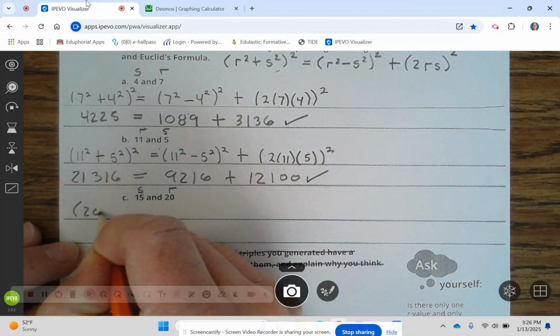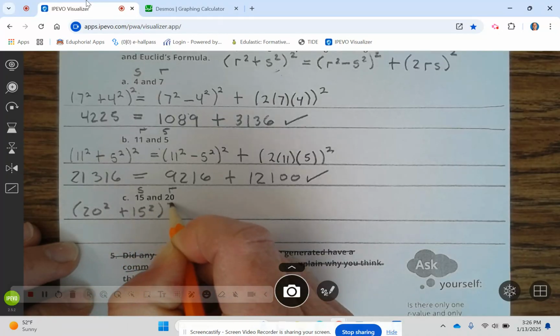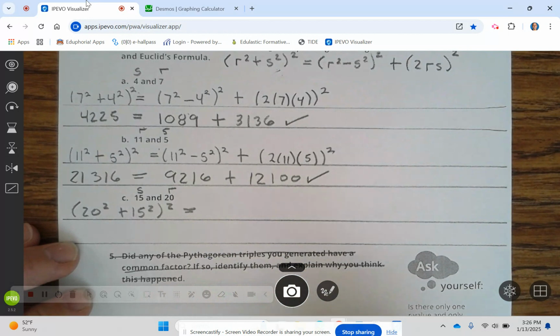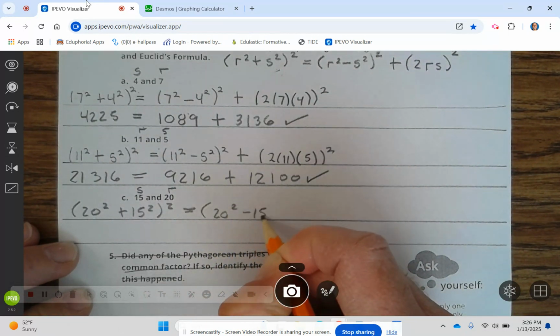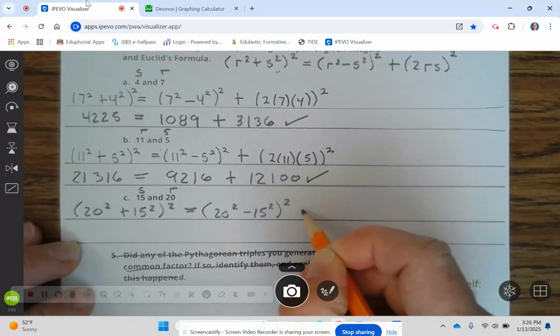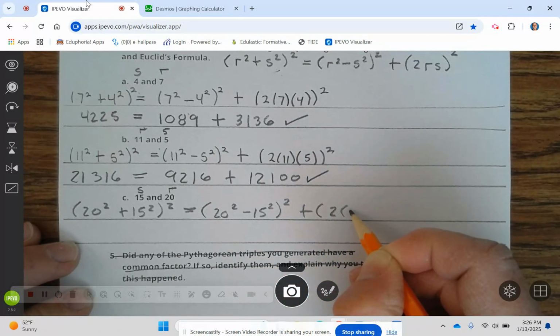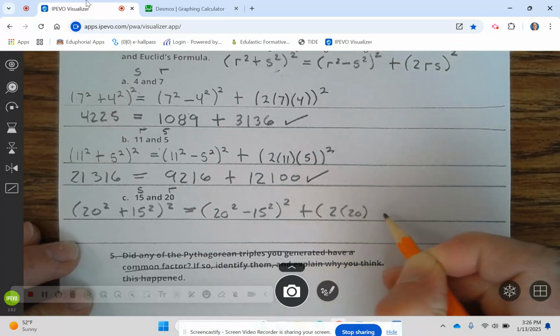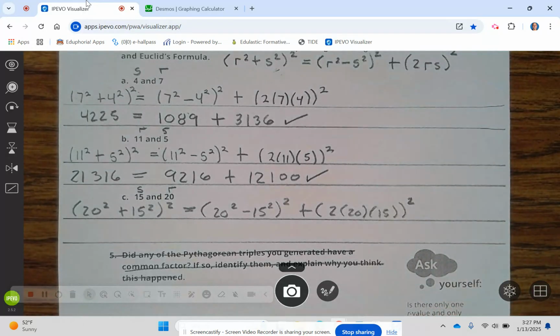So that's 20 squared plus 15 squared equals 20 squared minus 15 squared plus 2 times 20 times 15 squared. And you can finish that question on your own.